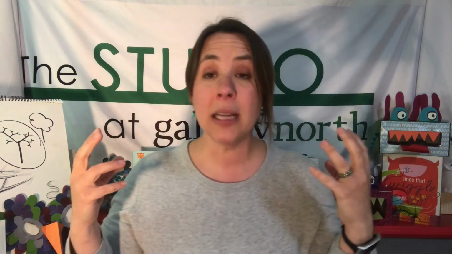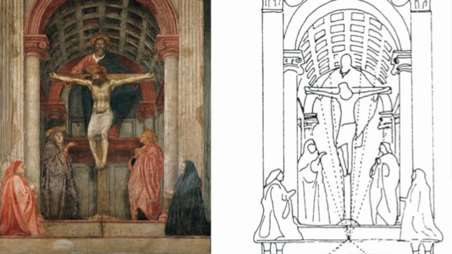It blew people's minds. Brunelleschi, he was like a rock star back then for inventing it, but an even bigger rock star was the first artist to use it, and that was Masaccio. Check out this painting. So this painting is called the Trinity, and it's the first time linear perspective was ever used in a painting.